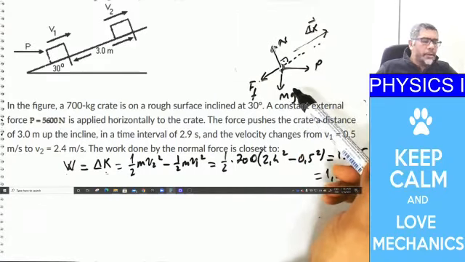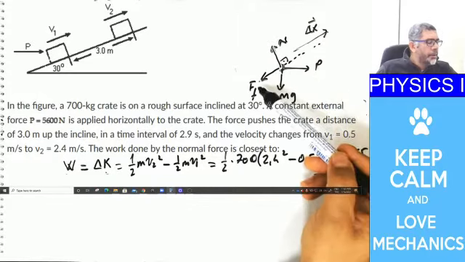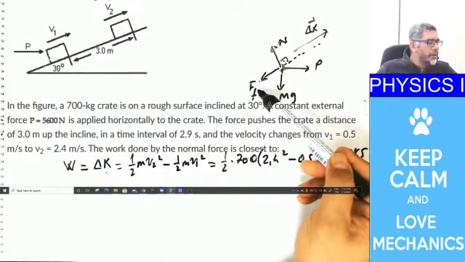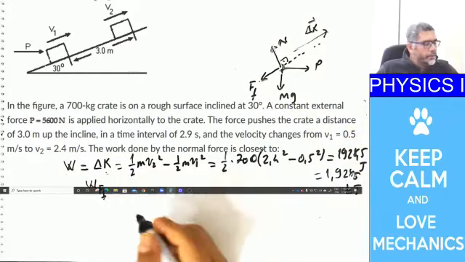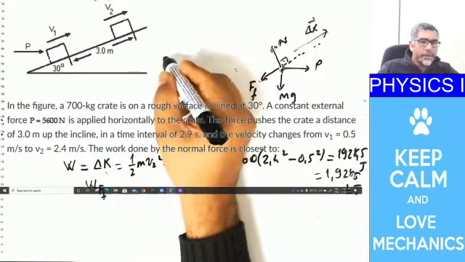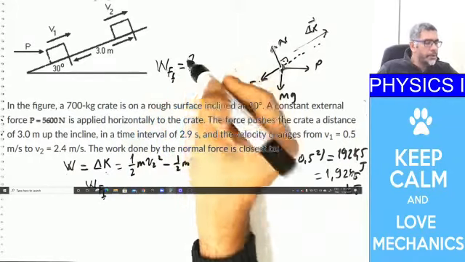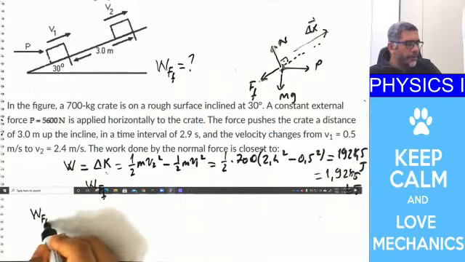Well, we can calculate the amount of work done by Mg and P, but we cannot calculate the amount of work done by frictional force because we don't know the coefficient of kinetic friction. So the left-hand side cannot be calculated, but at least we can find the work done by force of friction. What is the work done by force of friction in this problem? This is the question.